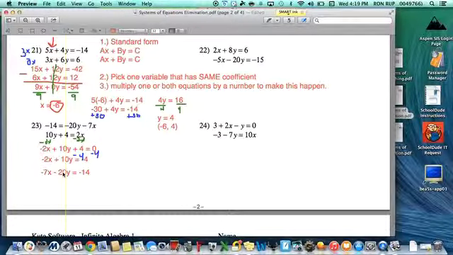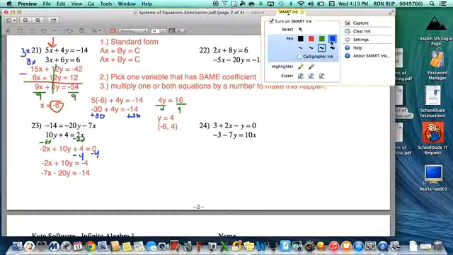So now I've got two equations. The x's are over x's, the y's are over y's, and the numbers are over numbers. And then it becomes very obvious. So step 1, done. None of my variables have the same number. 2 and 7 aren't the same, 10 and 20 aren't the same. So what I need to do, one that becomes very obvious, is if I multiply the top line by 2, then my y's will be the same. So I'm just going to go ahead and do that.